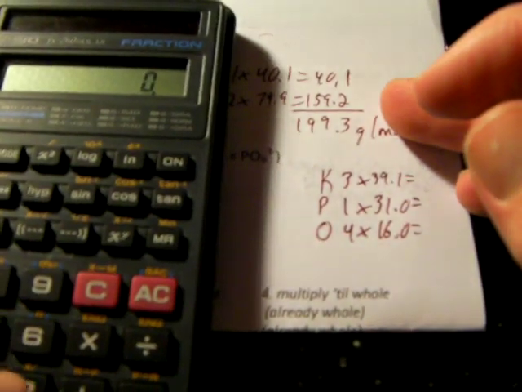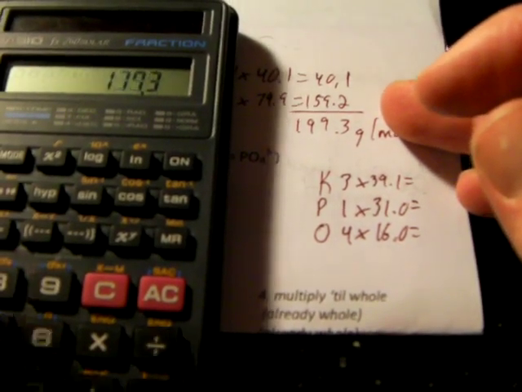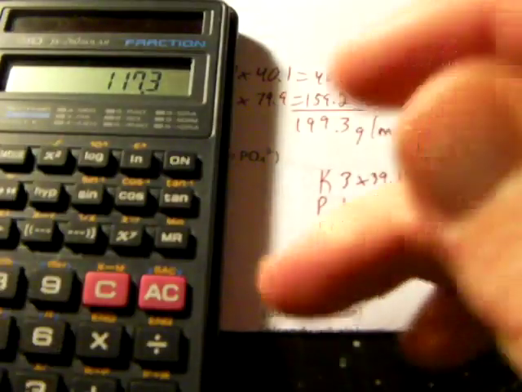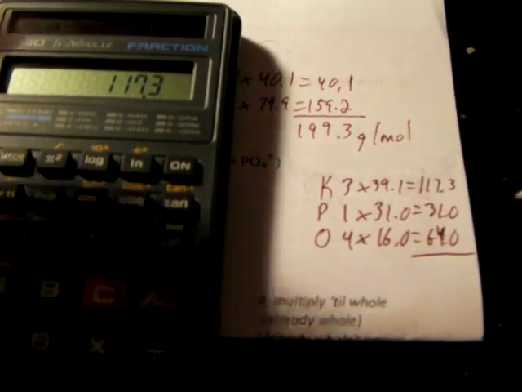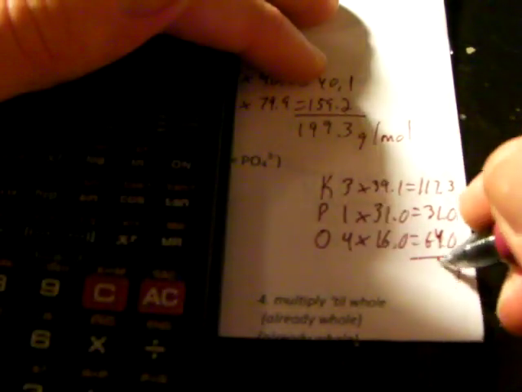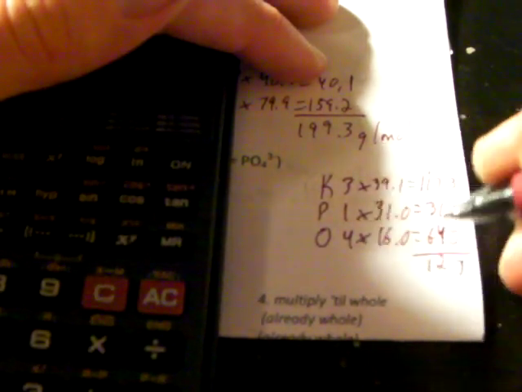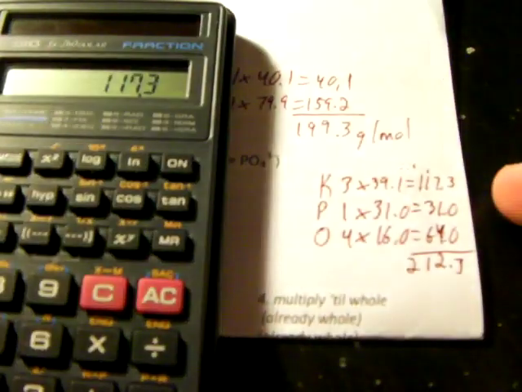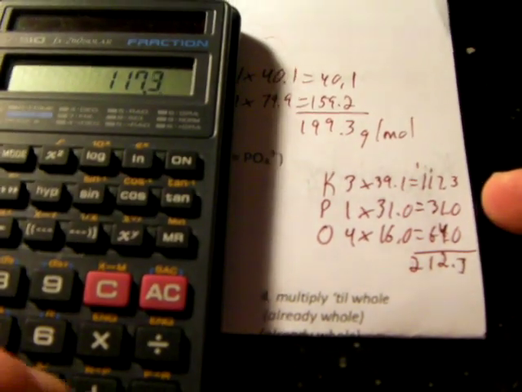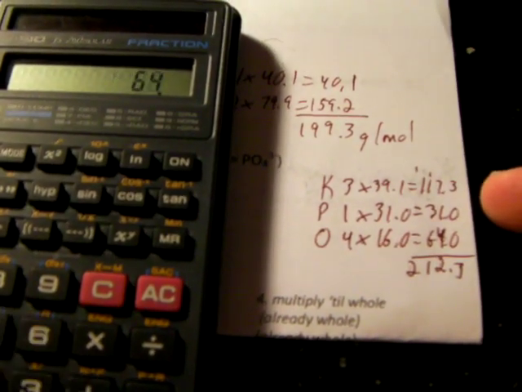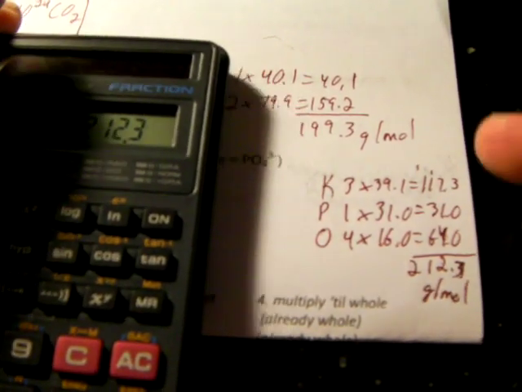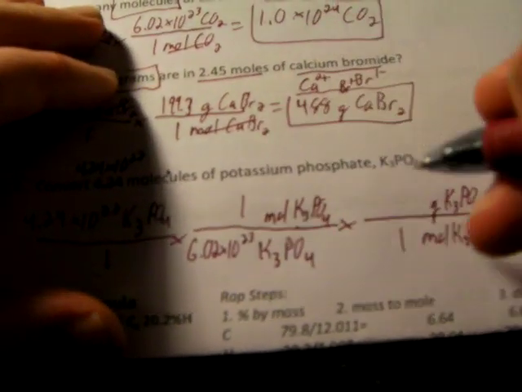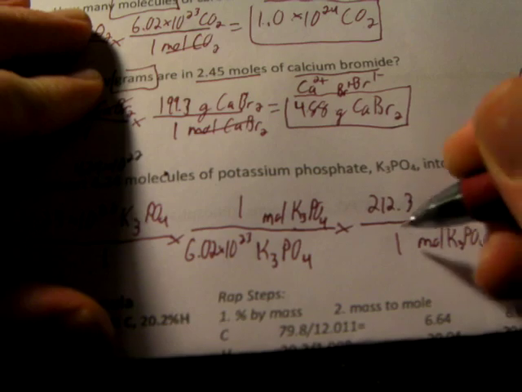So we multiply that out. We get 3 times 39.1, 117.3, 31.0, and then 64.0. Let's just check: 117.3 plus 31 plus 64 is 212.3, and that's grams per mole. So 212.3 grams per 1 mole.